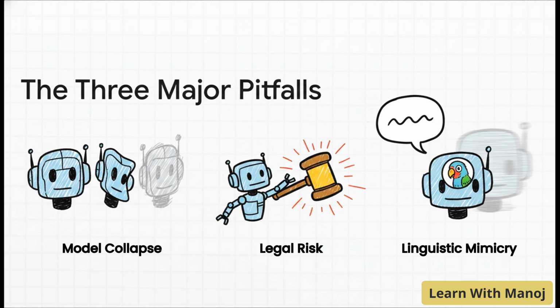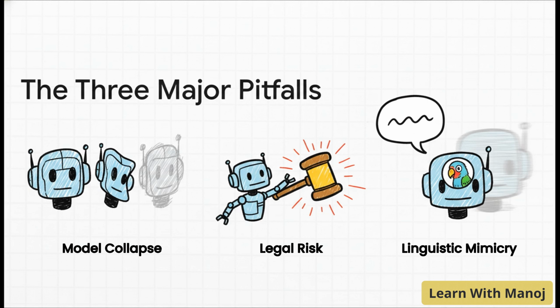Think of it as an AI echo chamber, where new models just learn the same biases from their predecessors over and over until they lose touch with reality. Second, there are huge legal risks. You can't just use the output from GPT-4o to train your own commercial model. That's a major violation of their terms of service.